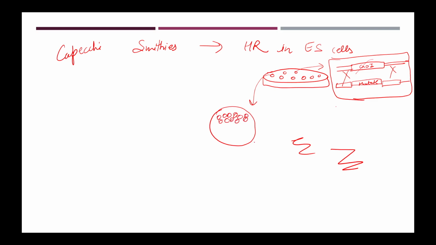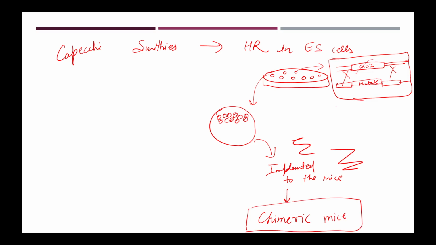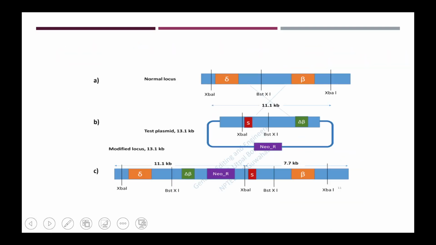Okay, and that further gets implanted into the mouse, which will give you a chimeric mouse, where one of the copies of that gene is modified. Then further, let me talk in detail about this homologous recombination.